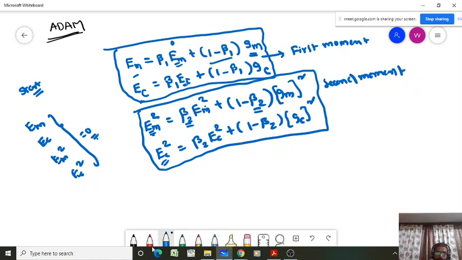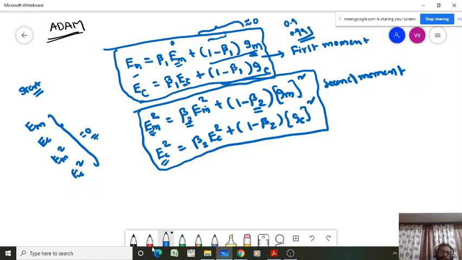Now come to the second part. As beta 1 and beta 2 are chosen as 0.9 and 0.999, this term is also near 0. 1 minus 0.9 means 0.1, and 1 minus 0.999 means 0.001. That means these parameters are almost near 0. When you multiply these near-0 parameters with GM and GM square, this complete term also almost reaches near 0, not exactly 0.